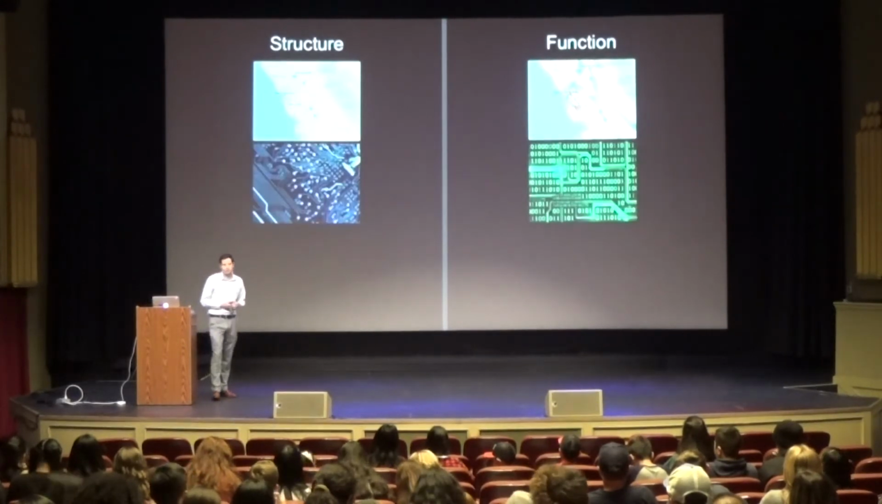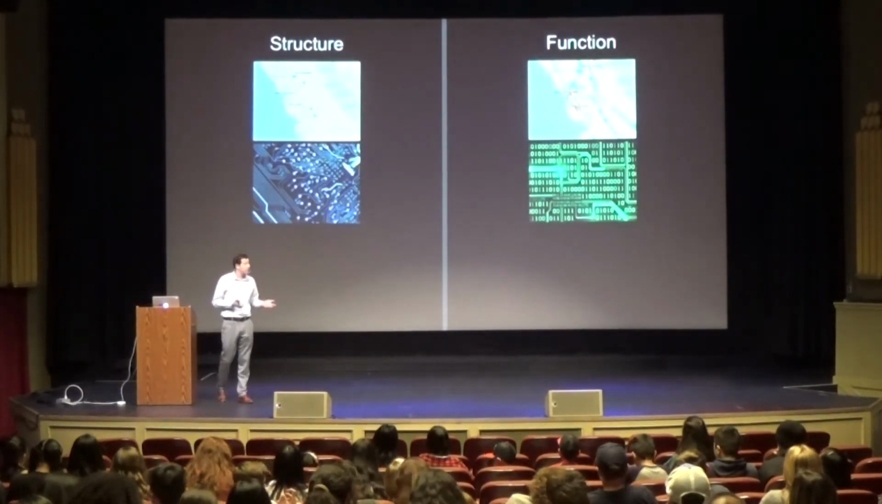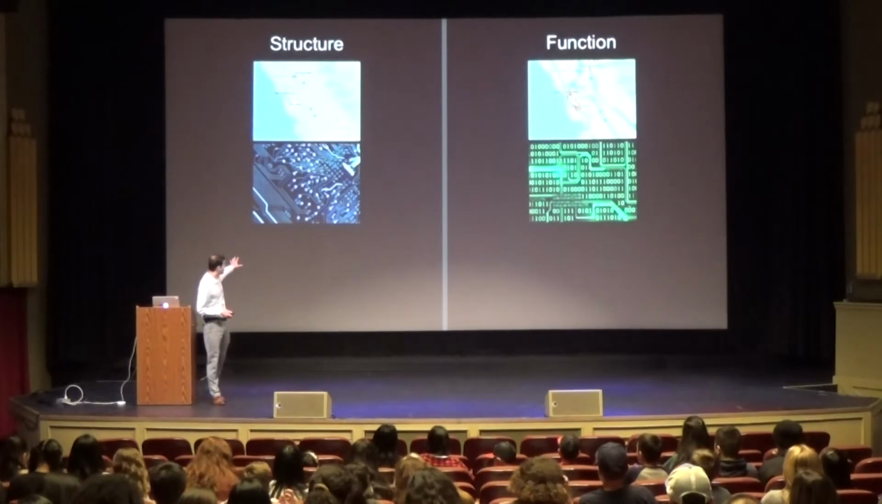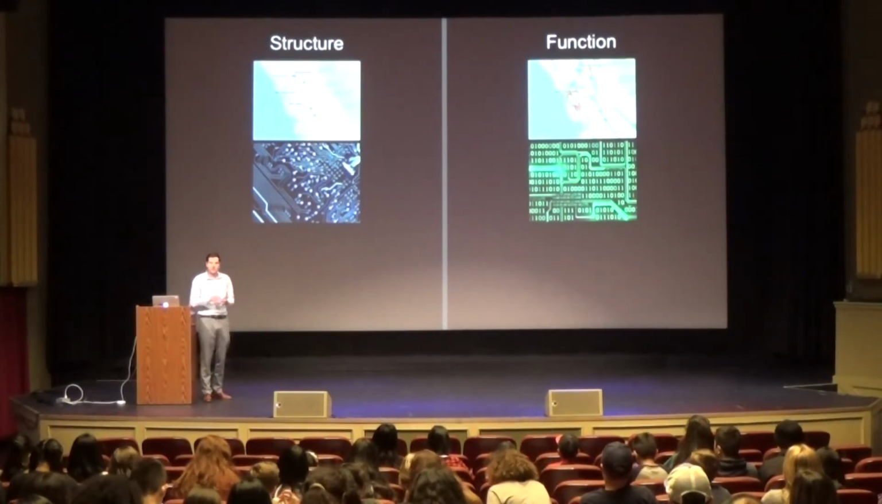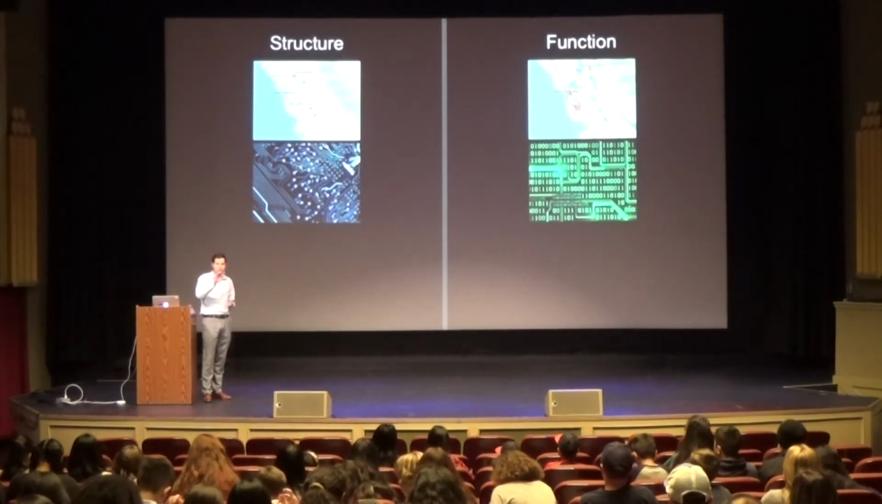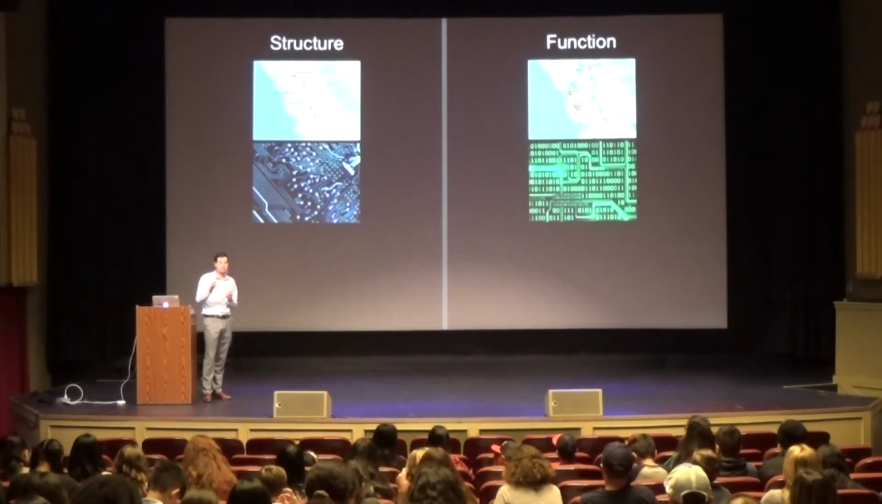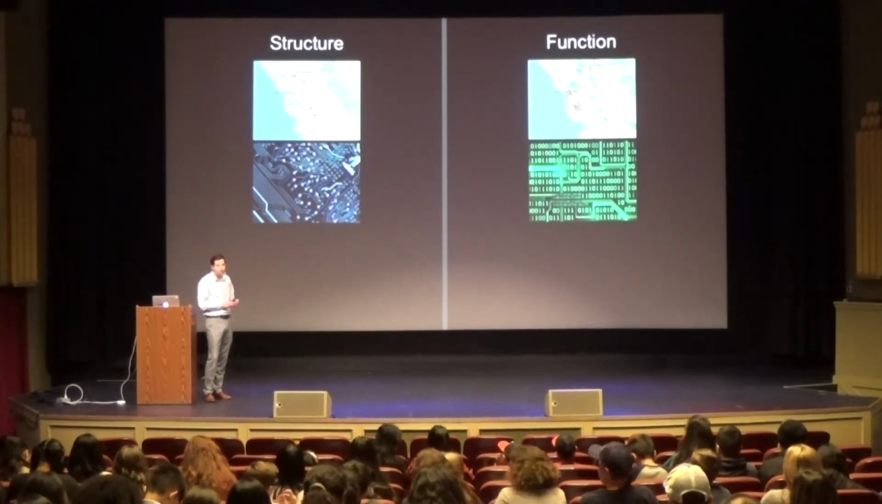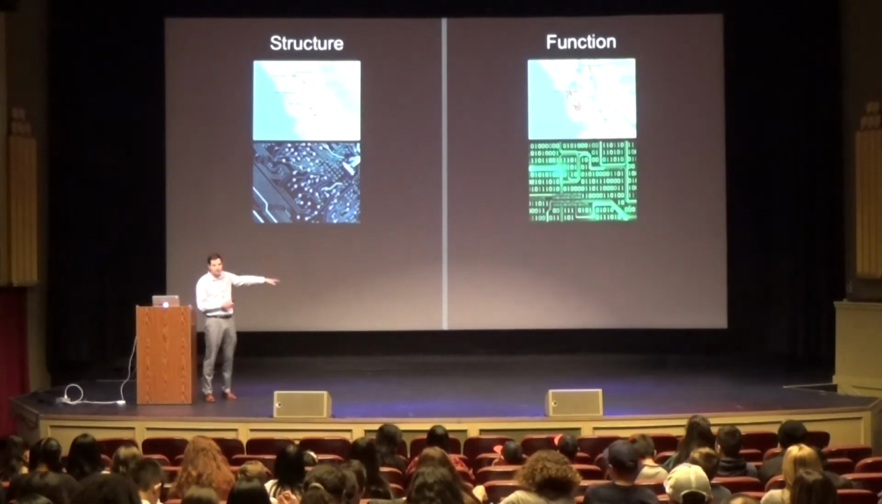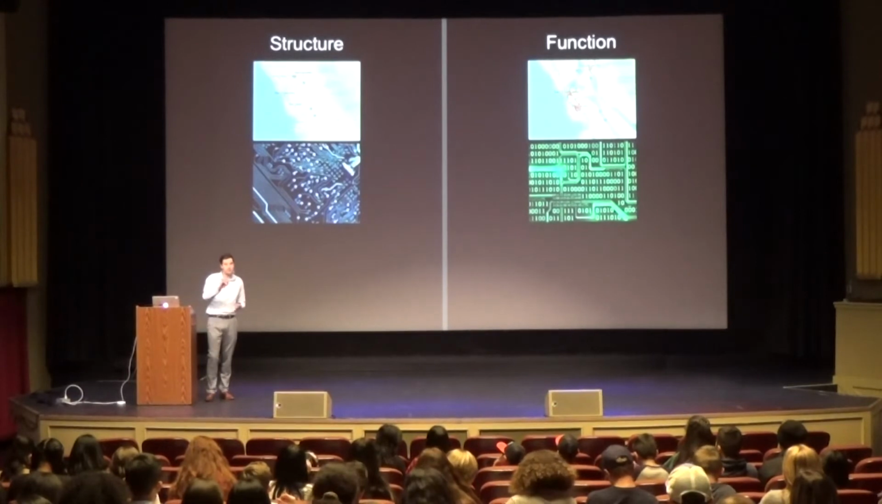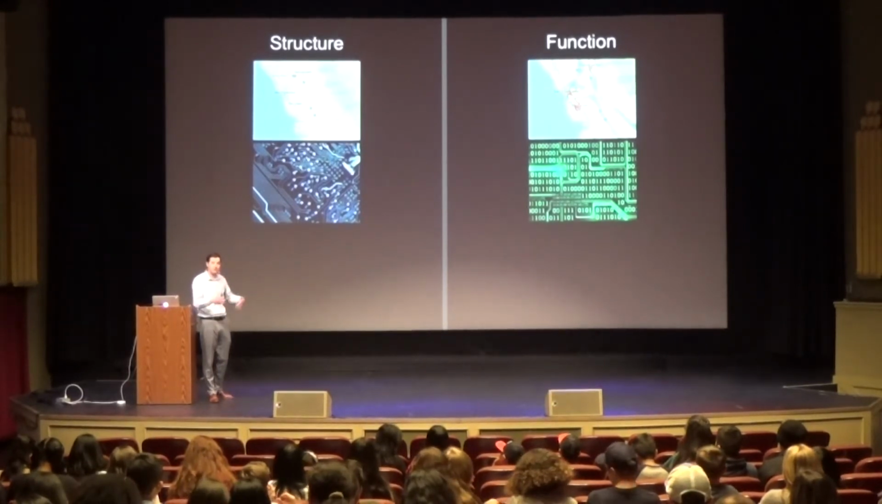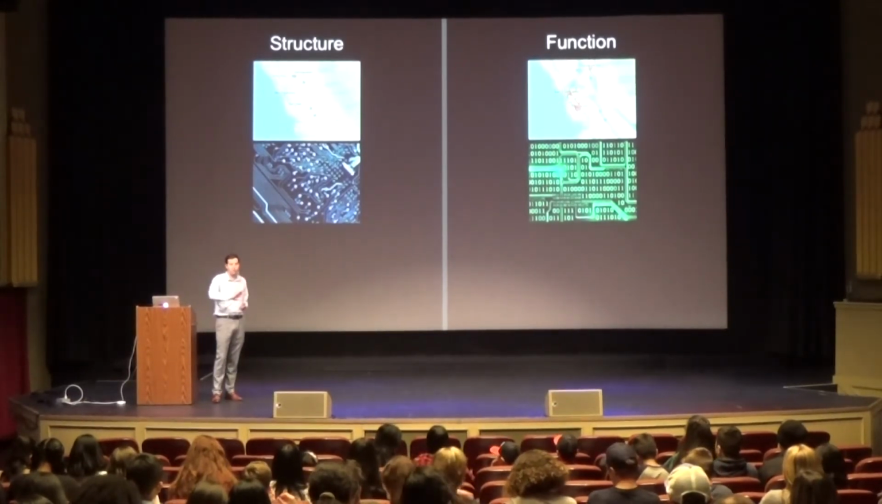As another example, an electronic circuit. On the left, you can see an image of this circuit. The structure of this circuit are the individual wires, or the individual traces that connect the various components of the circuit. Whereas the function, depicted on the right, are the electrical currents that are flowing through those wires. If it's a computer, maybe the zeros and ones, the binary digits that are flowing through that circuit.